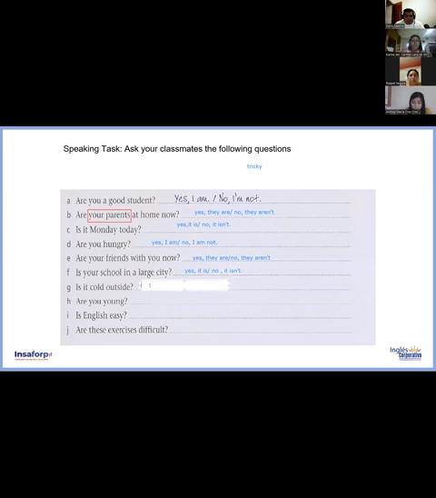What about letter J? Are these exercises difficult? What's the response? What is the answer? Yes, they are. Perfect. That's right. Okay. Estamos bastante bien. Do you have questions, guys, about this activity? No questions?